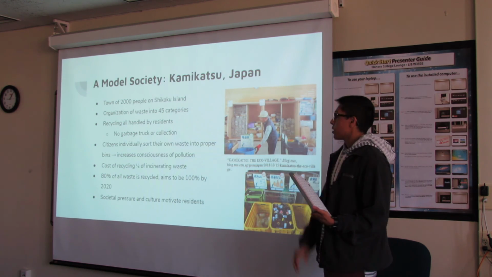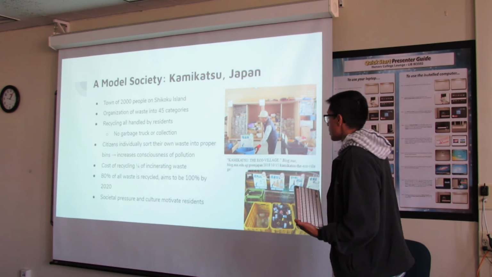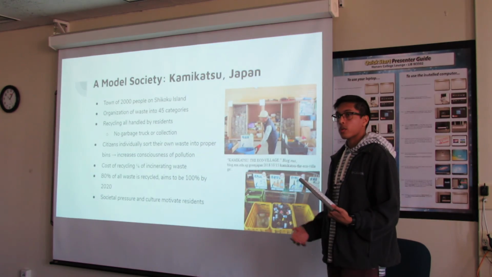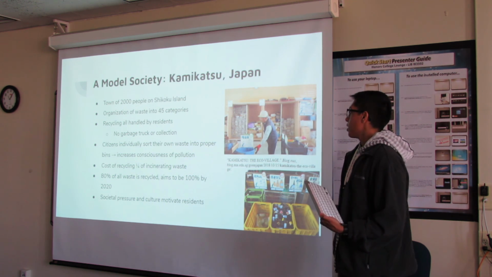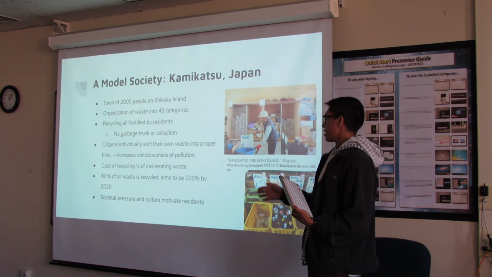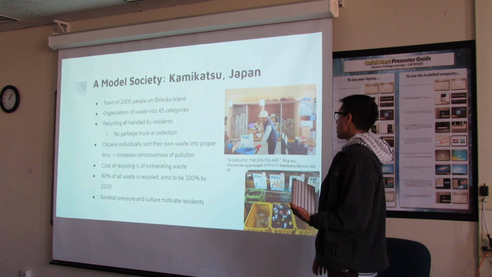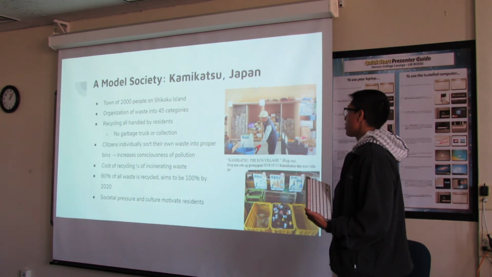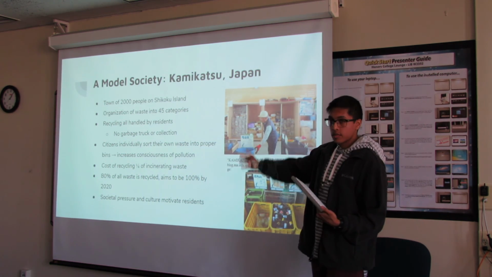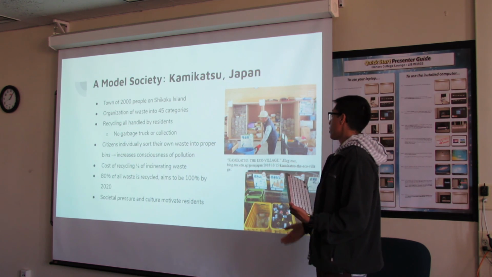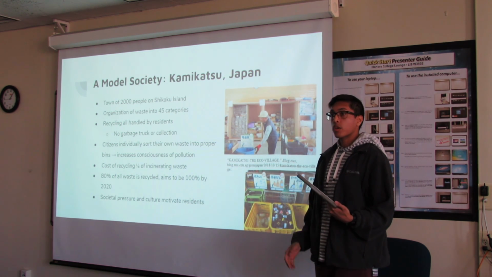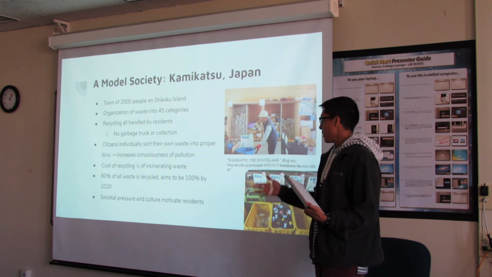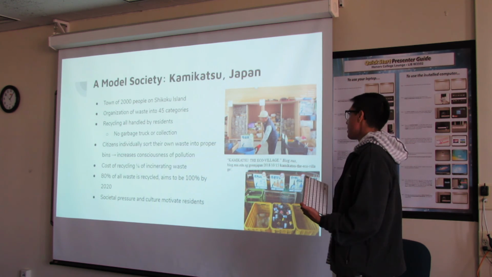They actually have the whole town gather together at a facility and organize their waste into 45 categories. They manually sort all their waste by hand, and there's no garbage truck collection. They all do it by themselves. They sort their own waste into proper bins and recycle it properly, and reuse those plastics for other goods and repurpose them. The cost of recycling these products is 1/6 the price of incinerating them otherwise. They've gotten to the point where 80% of all their waste is recycled. It's amazing. They aim to be 100% by 2020.